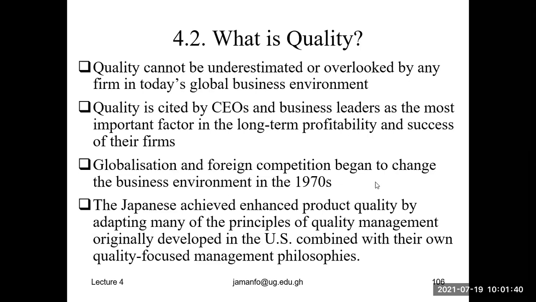Globalization and foreign competition began to change the business environment from the 1970s, and it keeps growing. So today, it's all over the place. Now we see goods manufactured all across the globe on the local market. The Japanese achieved enhanced product quality by adapting many of the principles of quality management originally developed in the US, combined with their own quality-focused management philosophies. I think I've already spoken about this, the Japanese. In this world, if you don't know, admit you don't know and learn.